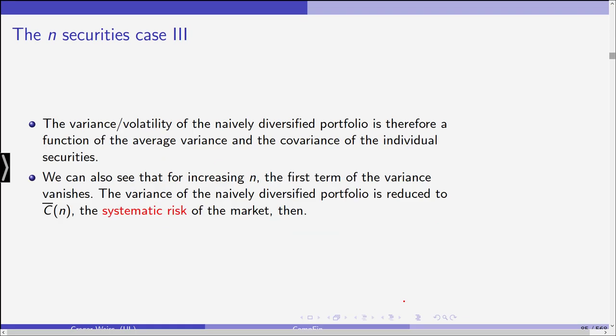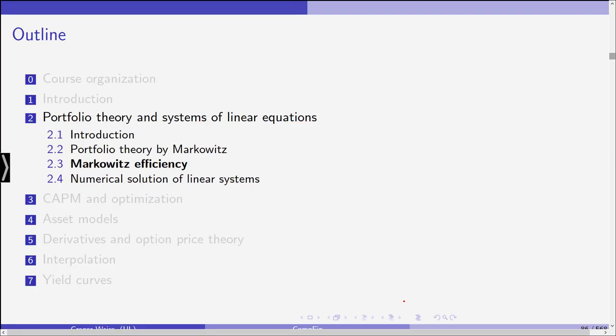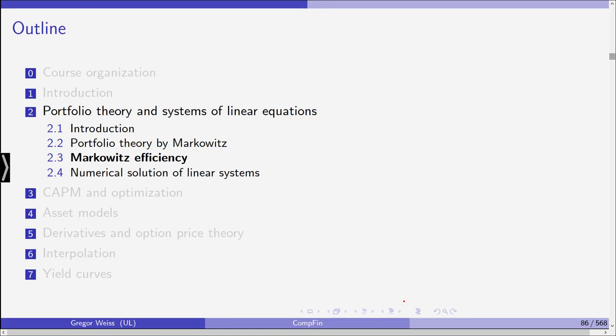And this is, in a sense, the systematic risk of the market. Because if you take all the stocks in the market, you can see that you cannot diversify risk altogether to zero. But you're left with the systematic risk, the systematic covariance structure of the market. If, of course, all covariances are zero, then yes, you can do a perfect hedge, but usually that's not the case in practice. Okay, so this is the base model for portfolio theory by Markowitz. Now next, let's turn to Markowitz efficiency, which means we are looking at those portfolios that are better than some others, that are more efficient.